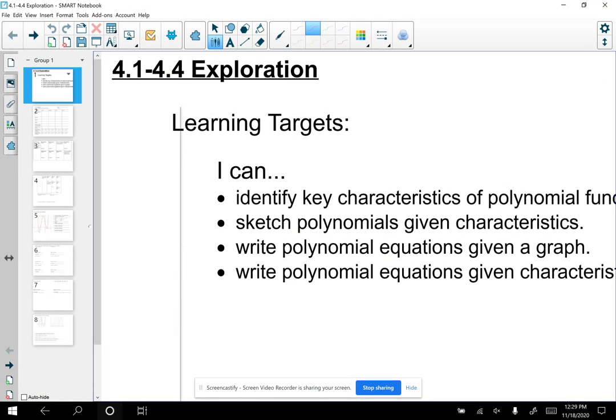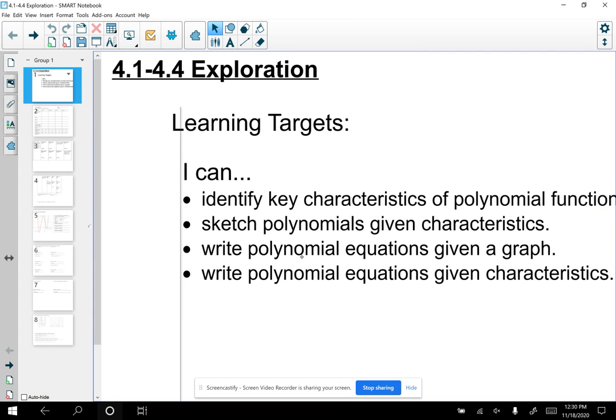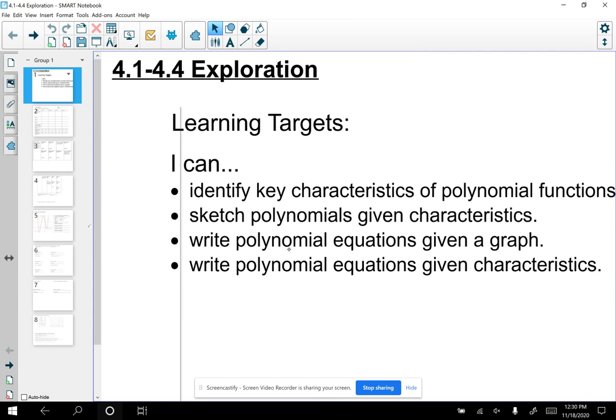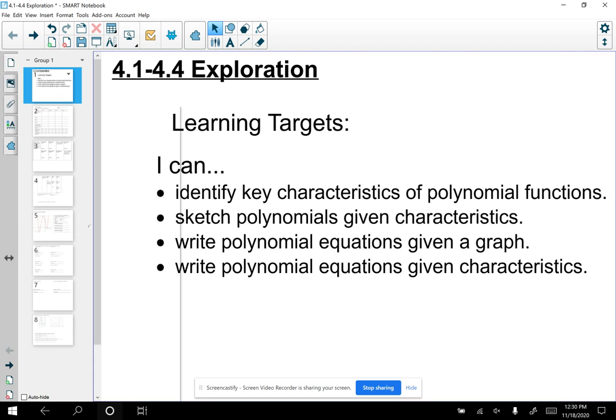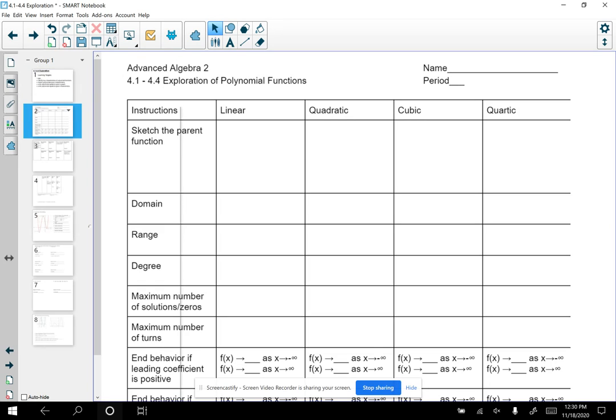Hi, this lesson is on the 4.1 to 4.4 exploration of polynomials. After completing this exploration and watching this video, you should be able to identify key characteristics of polynomial functions, sketch polynomials given certain characteristics, write polynomial equations given a graph, and write polynomial equations given characteristics.